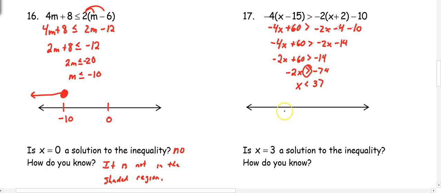So on our number line, we would have 0 somewhere on the left, 37, which is bigger than 0, and we have x is less than 37. So it's an open dot at 37, shading to the left. So is x equals 3 a solution? Well, x equals 3 would be somewhere over here, which is technically in our shaded region. So we would say yes. How do you know? It is in the shaded region.